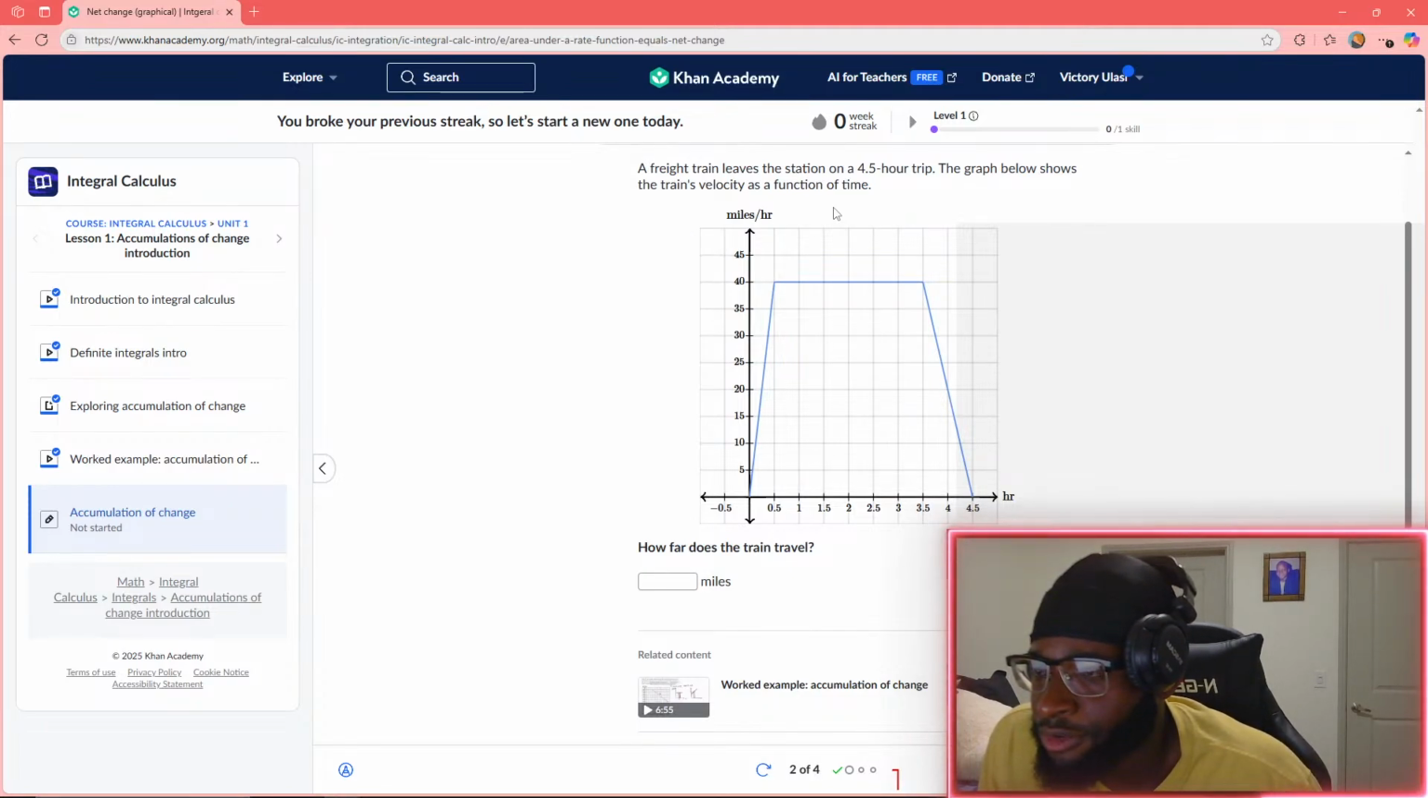Freight train leaves station on 4.5 hour trip. The graph below shows the train's velocity as a function of time. How far does the train travel? I don't know.